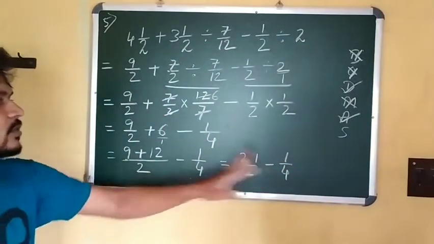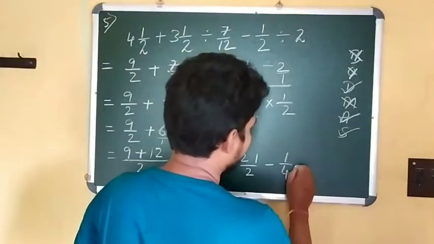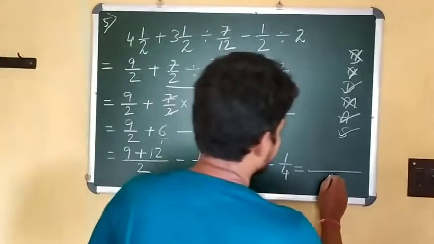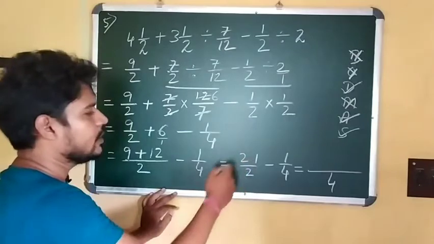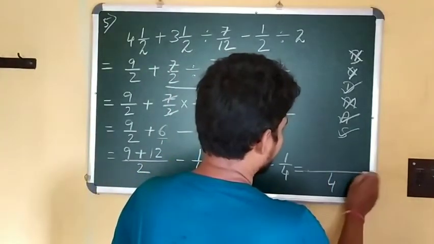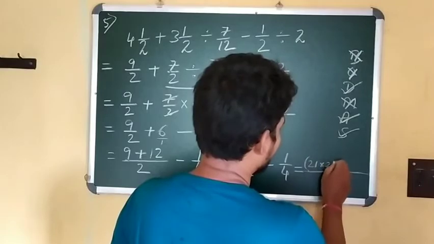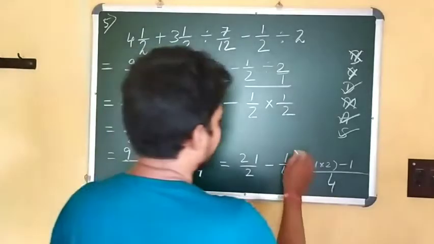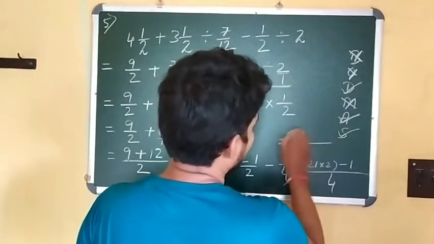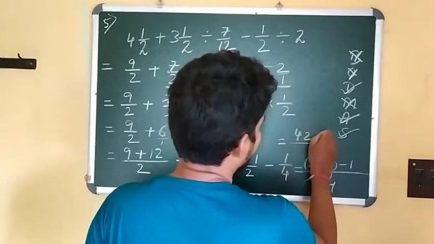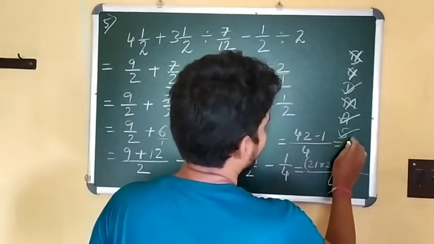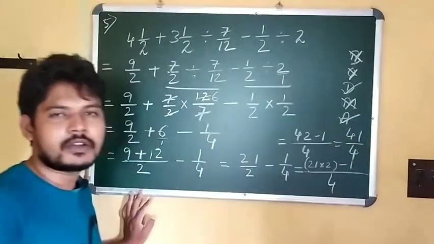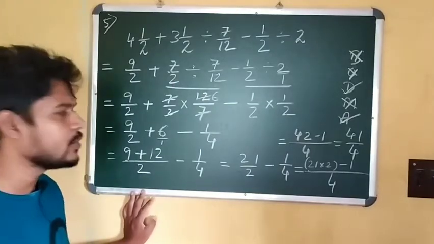Okay, now we have to follow the subtraction. Then what to do? At first you find out the LCM of 2 and 4. The LCM of 2 and 4 is 4. So 21 into 2, minus 1. So 21 into 2, that is 42. So you write down here 42 minus 1 by 4. So our answer will be 41 by 4. That is our answer in improper fraction.